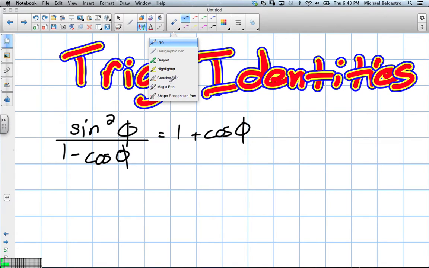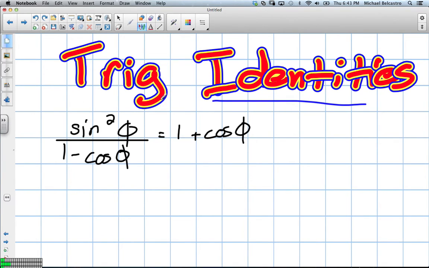Okay, so we're going to go over trig identities, okay? They've given us this question here. They want us to prove that sine squared theta divided by 1 minus cos theta is equal to 1 plus cos theta.